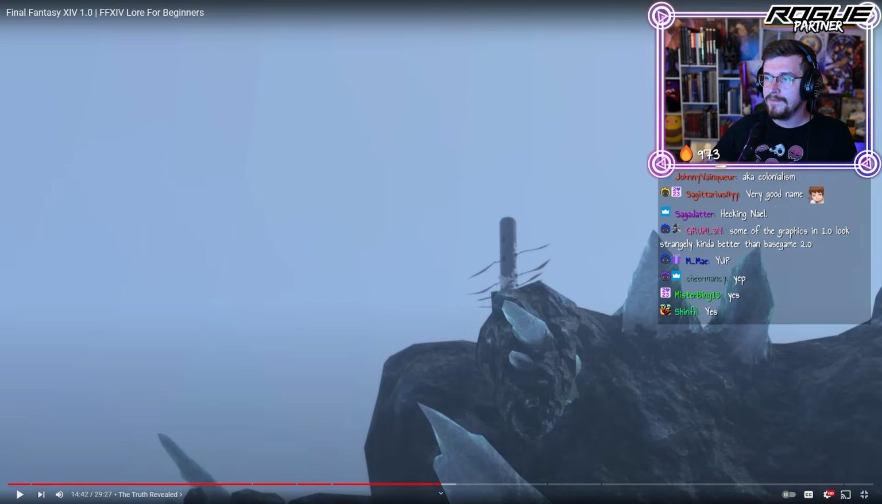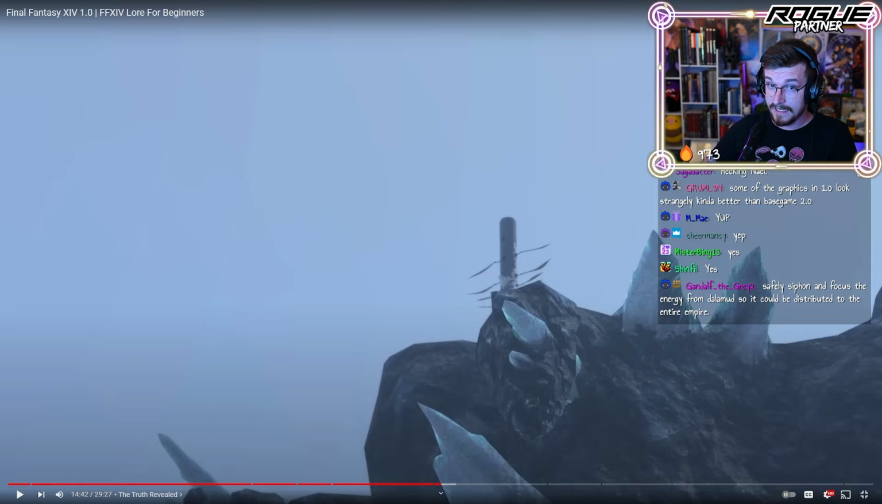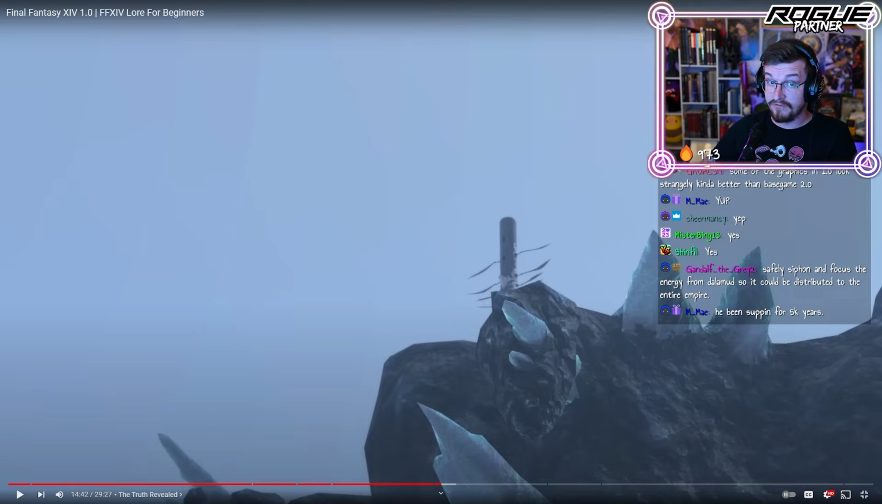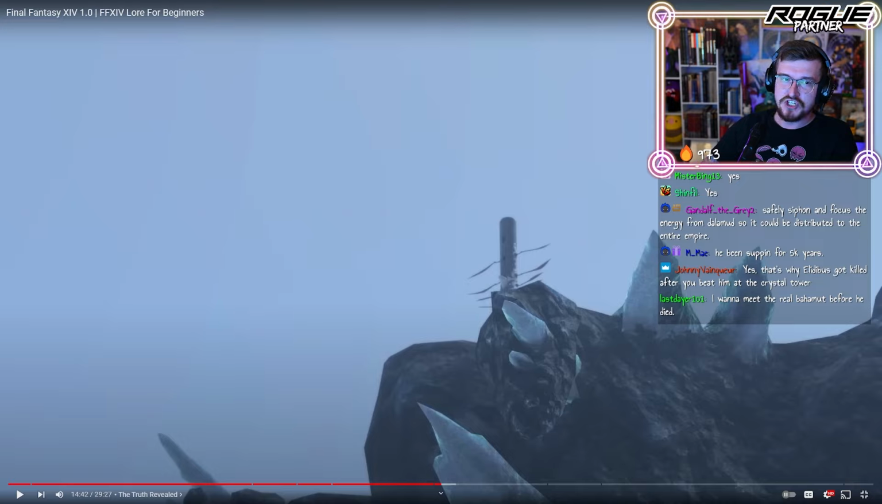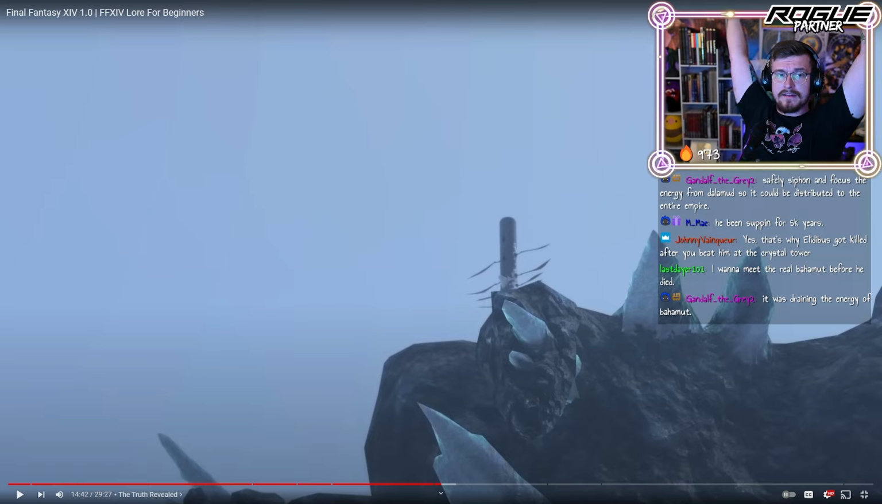Because we just got finished earlier talking about the etheric properties and value of a place like Silver Tear Lake. Obviously that is an outstanding amount of ether that you could send to the Primal in the moon. That makes more sense, right? It is 5,000 years. Yeah. Safely siphon and focus the energy from Dalamud so it could be distributed to the entire Empire. Oh, it was the other way around. That's right. Wasn't Dalamud said to be capturing the etheric rays of the sun or something, and then they could siphon from it? So I think I have it backwards, but it could have been cyclical in nature anyway.